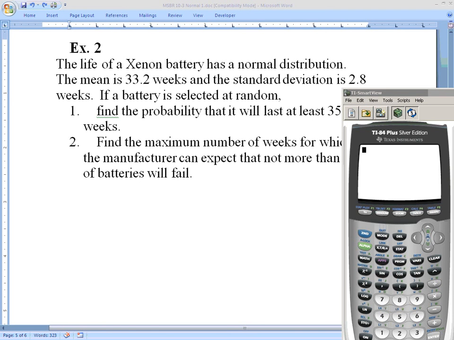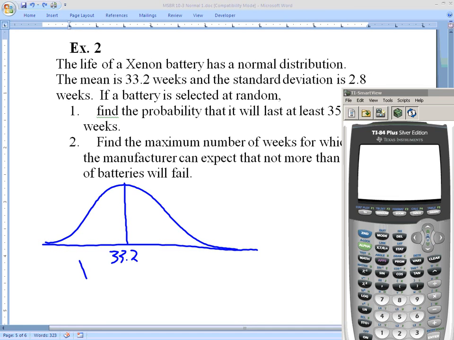So we want to find the probability that it's at least 35 weeks. You can think of this data as having your x-axis. Your data is how long it takes before the battery fails. And we have a mean of 33.2 weeks, which would be right here in the middle. Now, some batteries will fail earlier, and they will happen over here. Some batteries will last a little bit longer, and they'll fail over there. But again, the average is 33.2 weeks with a standard deviation of 2.8.